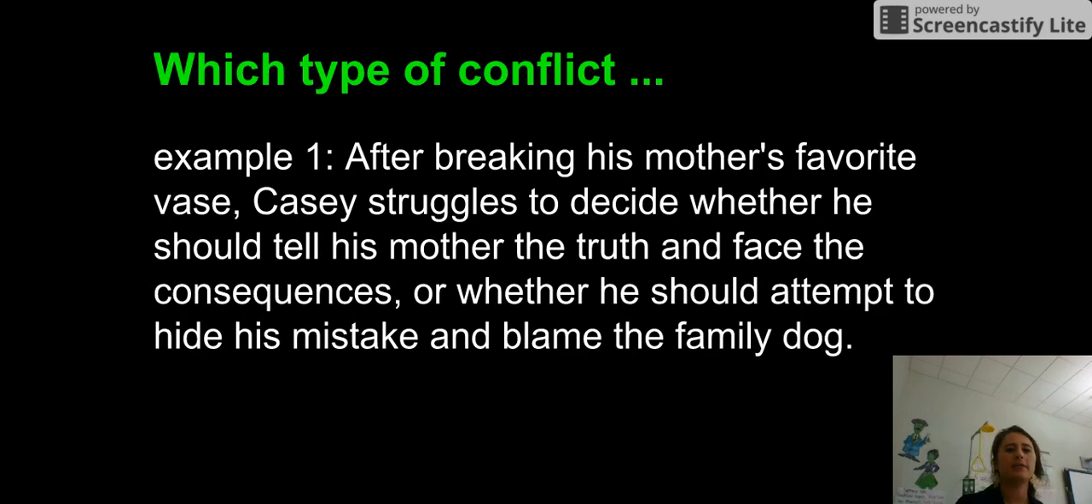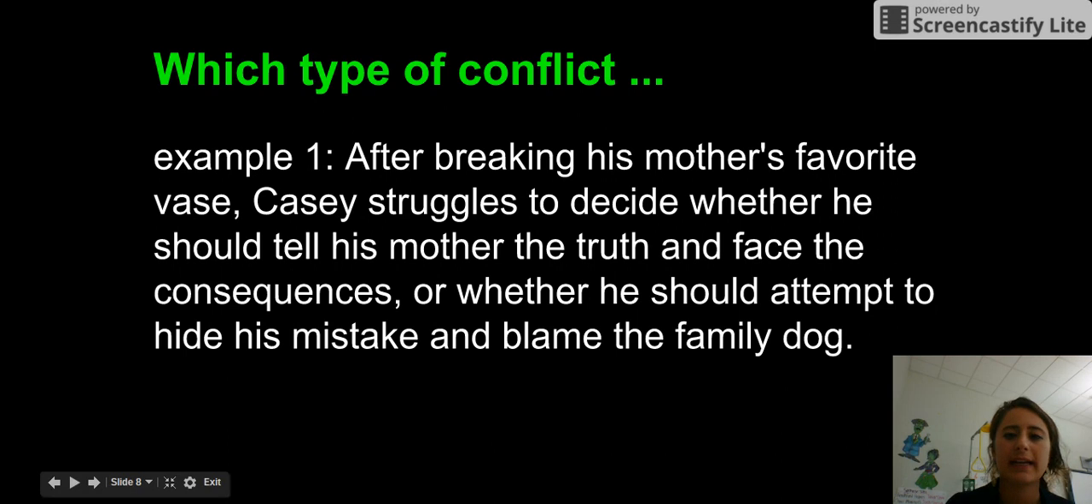So, which type of conflict is this? After breaking his mother's favorite vase, Casey struggles to decide whether he should tell his mother to tell the truth and face the consequences, or whether he should attempt to hide his mistakes and blame the family dog.